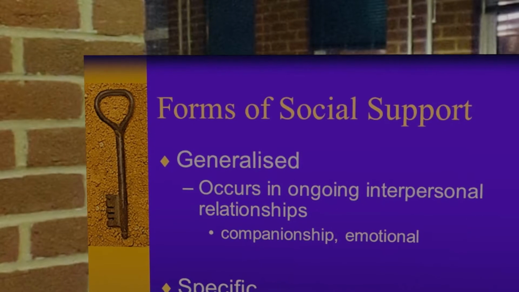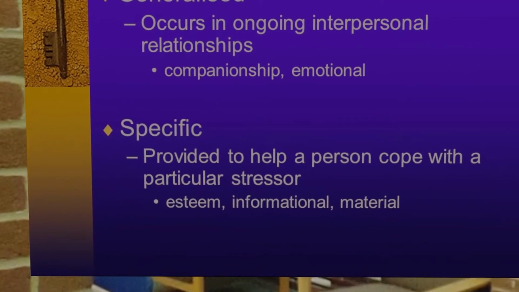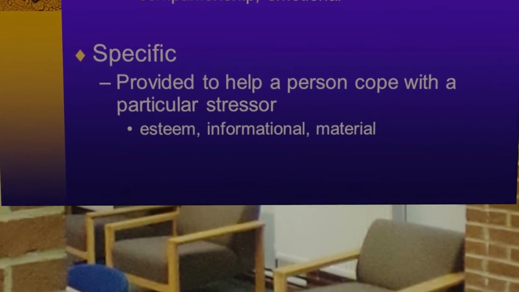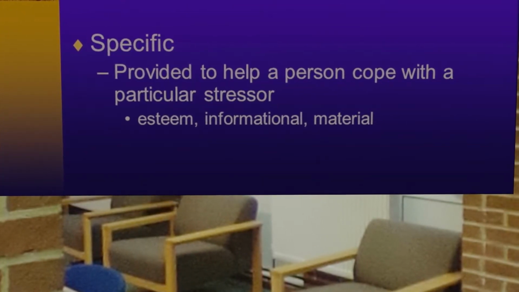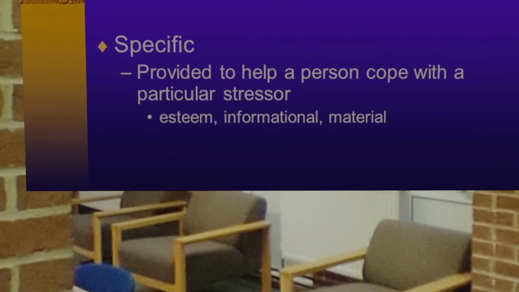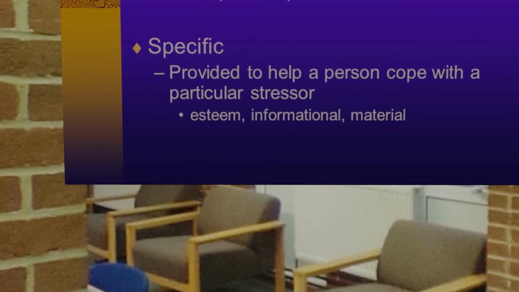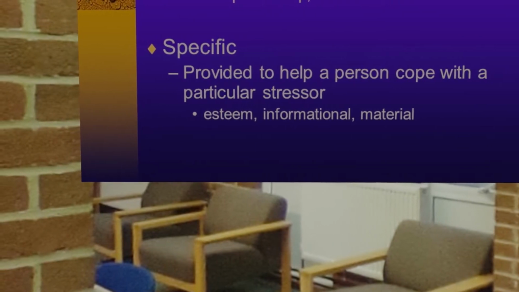So these things are the things that are good to have in our lives all of the time. Specific support is, again, as the name suggests, tied to specific events in our lives. Now, we don't need this type of support all the time, but we need it at specific times. Here we have informational support and material support, but it can also include emotional and esteem support when it's something more than just a sense of belonging that we need.